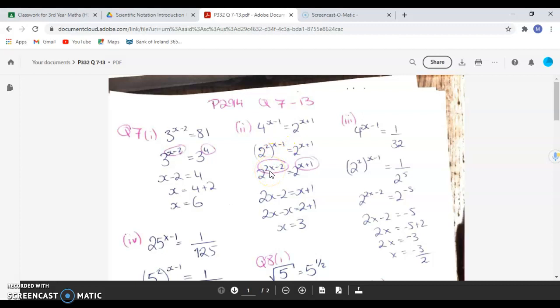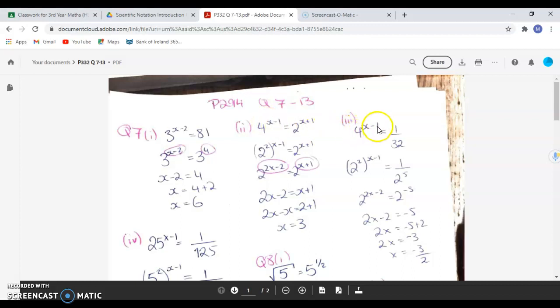Then I put my powers equal, so you circle, and put them equal. 2x minus 2 is equal to x plus 1, and just solve that as normal. You get x is equal to 3. To check your answer, sub it back in and throw it into your calculator. All right, the next one on question number 7.